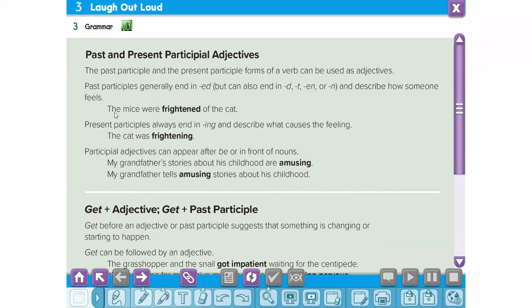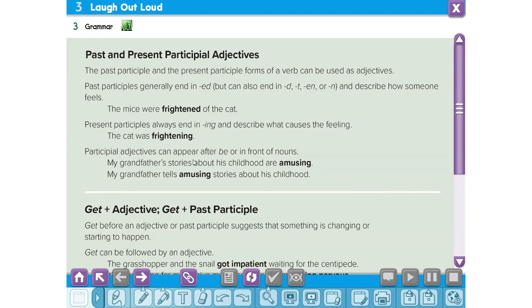For example, in the same example, the cat was frightening. Here we are describing the cat using ing because the cat causes the feeling. So we said the cat was frightening.